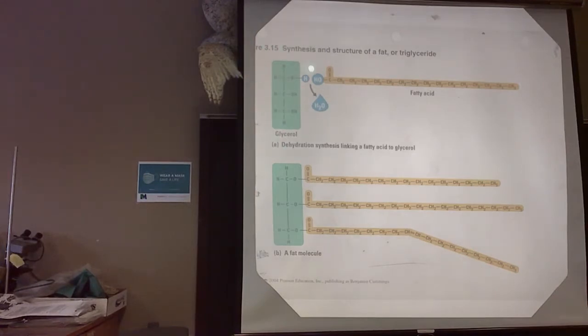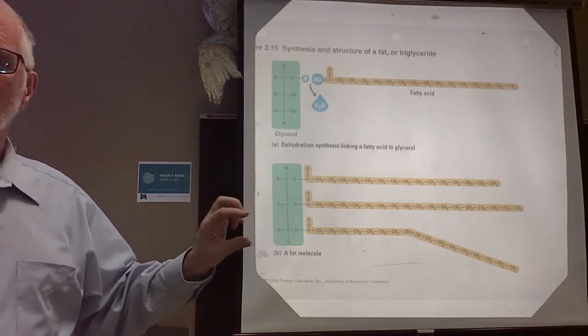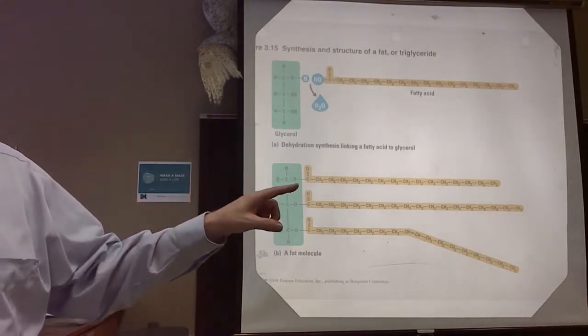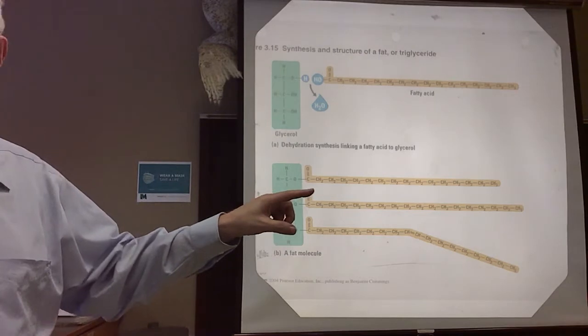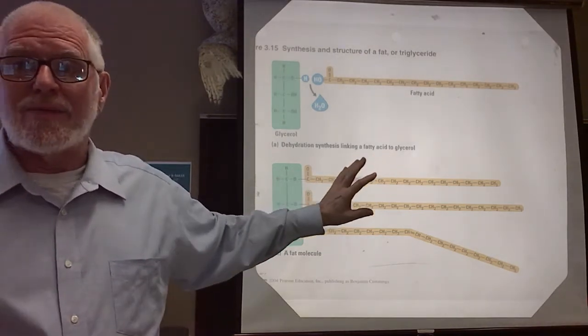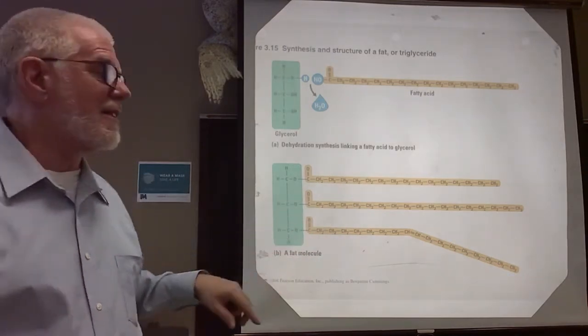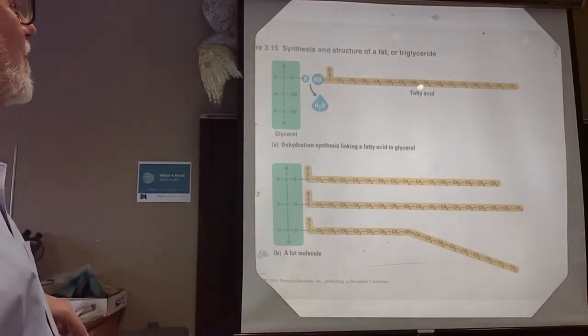There's this little piece, 1, 2, 3 carbons. This is glycerol. This is kind of the core piece of the molecule. And then attached to each of the C's is a long string. Length is highly variable on these. And these are fatty acids. So there's your fatty acid.